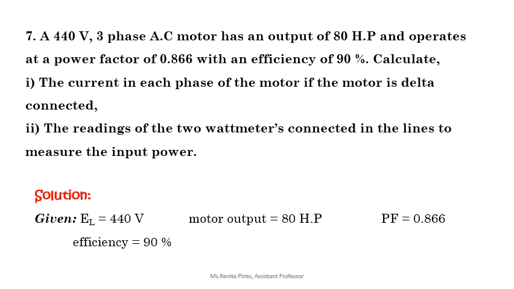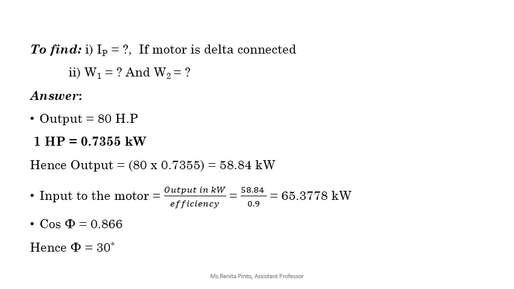So what they have given is the line voltage 440 volt. They have given the output in horsepower, 80 HP. Power factor they have given 0.866. Efficiency is given as 90%. You have to find out what is the current in each phase of the motor if the motor is delta connected, and the readings of the 2 wattmeters, that is nothing but W1 and W2.